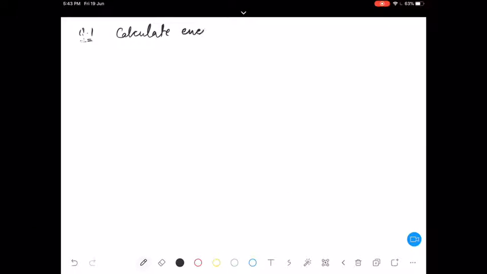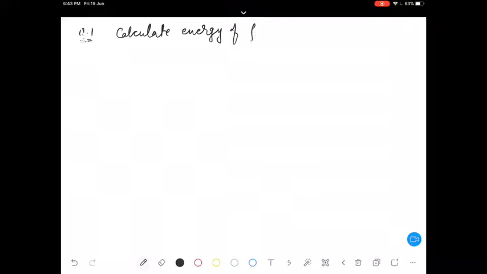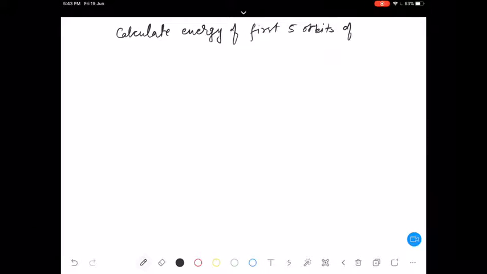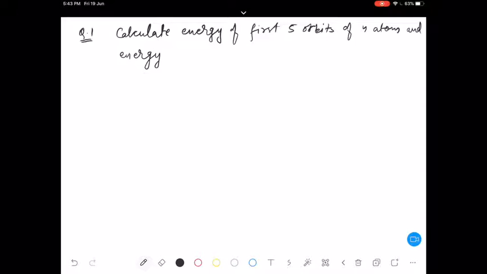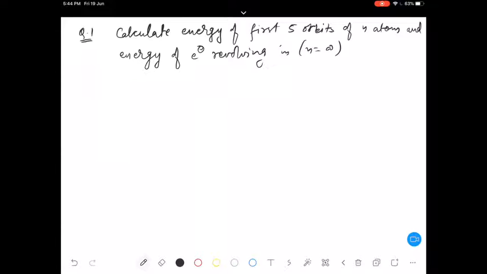Calculate the energy of the first 5 orbits of the hydrogen atom, or calculate the energy of an electron revolving in the first 5 orbits of a hydrogen atom, and the energy of an electron revolving in n equals infinity. That is question number 1.